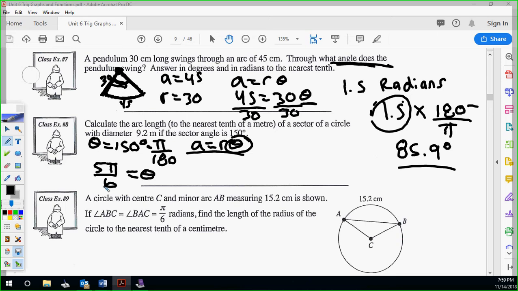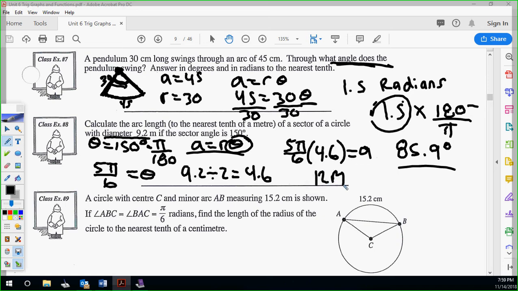And so from here, we see that it tells us the diameter. Well, diameter is obviously going to be double the radius. So we're just going to take the 9.2, divide that by 2 to get 4.6 for the radius. So now we have r and theta. So now we're ready. We're going to go 5 pi over 6 times 4.6 is going to give us A, arc length. And it gives us 12 meters. Okay.